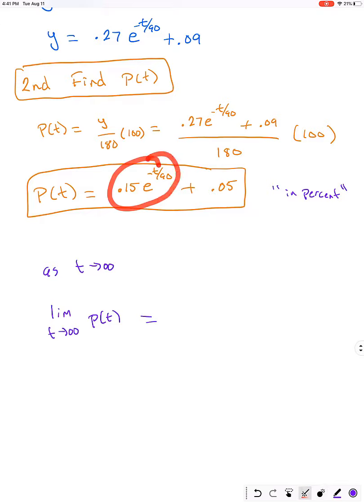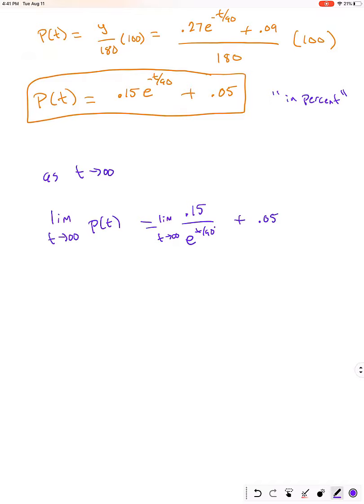And since this term has a negative in the exponent, that is the same as 0.15 divided by e to the t over 90. And we're going to take its limit as t approaches infinity, and then plus 0.05. And so this term will go to 0, and that'll equal 0.05. Now remember, that's a percentage, so we'll have 0.05% as time goes off to infinity.